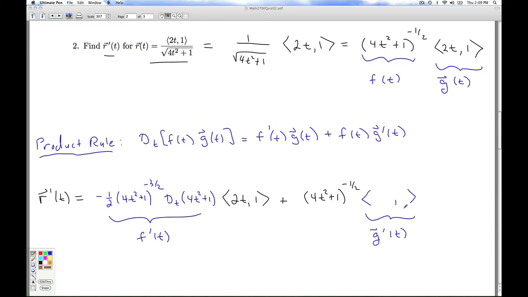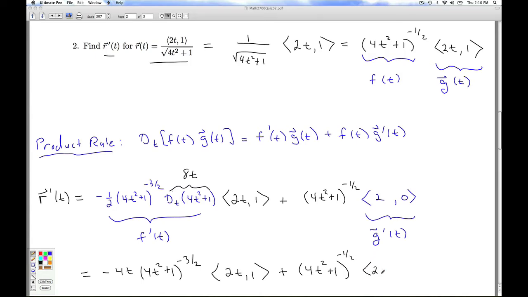And how do we take derivatives of vector valued functions? Each component at a time. So the derivative of 2t is 2, the derivative of 1 is 0. So to finish this, I need to take the derivative of 4t squared plus 1. That's going to be 8t. I have a negative 1/2, so I have a negative 4t times 4t squared plus 1 to the minus 3/2 times the vector 2t, 1 plus 4t squared plus 1 to the minus 1/2 times the vector 2, 0.